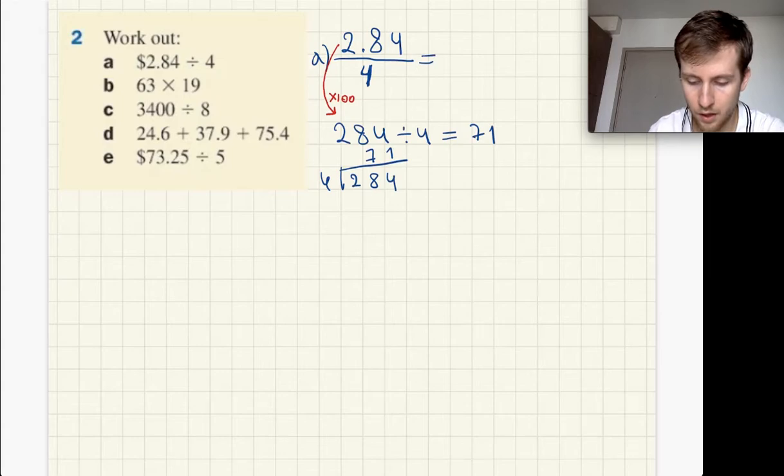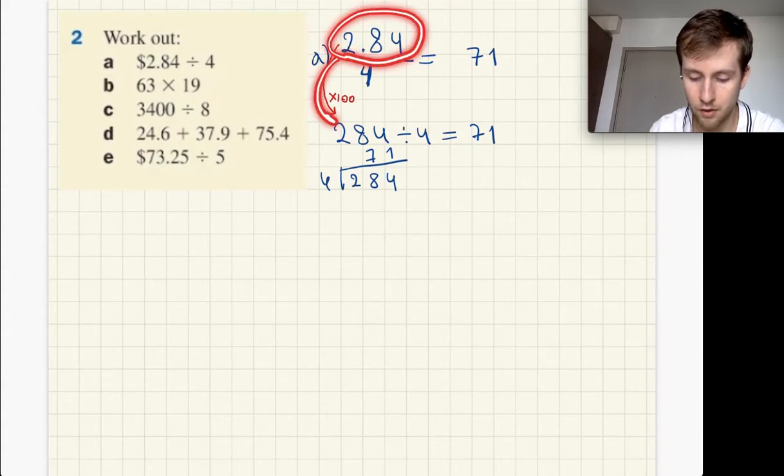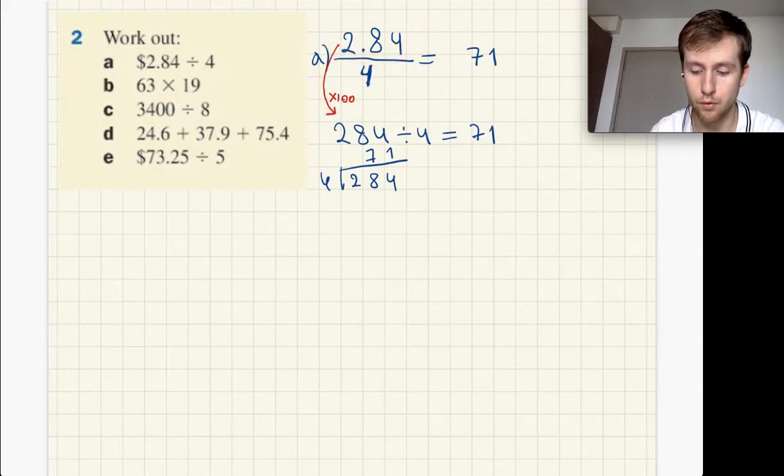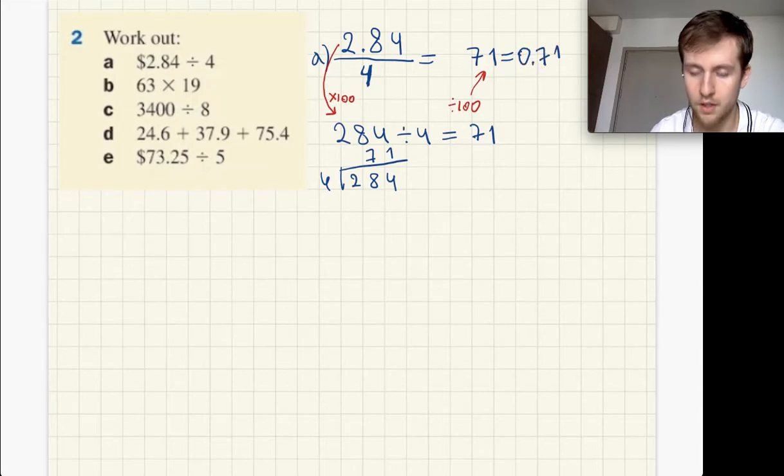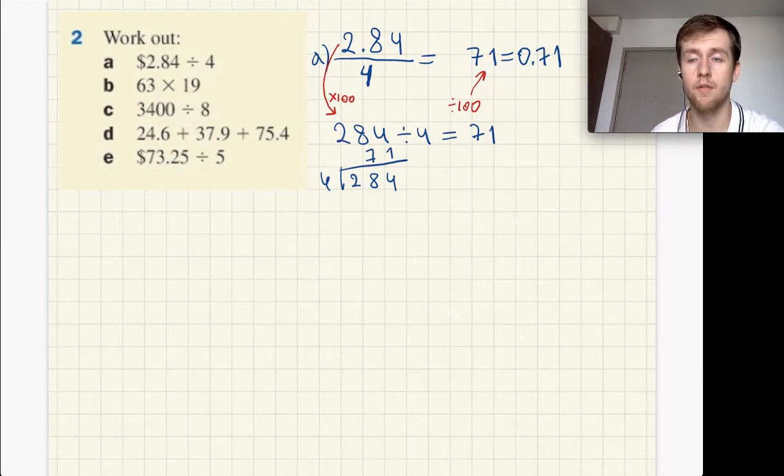It means that we multiplied 2.84, the numerator, by 100, you see? So now we have to take it back. Now we have to divide this by 100. And the actual answer is going to be 0.71. Again, 71 divided by 100 equals 0.71.